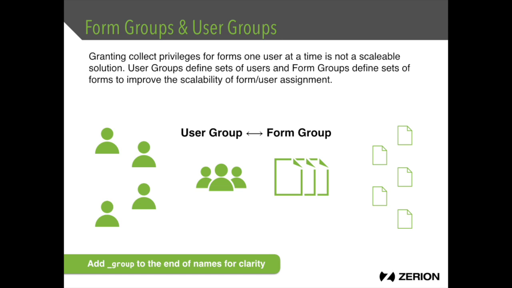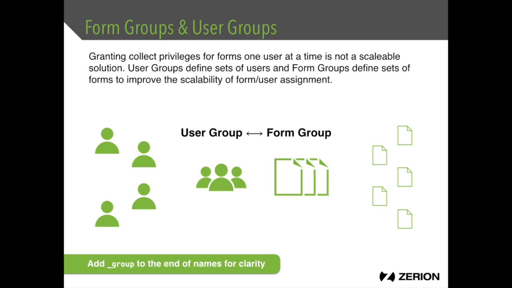Now, what you could do is, for example, have a user group created and assign a group to a single form. That would, in effect, give every user inside of that group access to collect or to view that one form. On the other side of the table, you could have a form group with a bunch of different forms in it and assign a single user to that form group, thus giving one user access to multiple forms in one assignment.